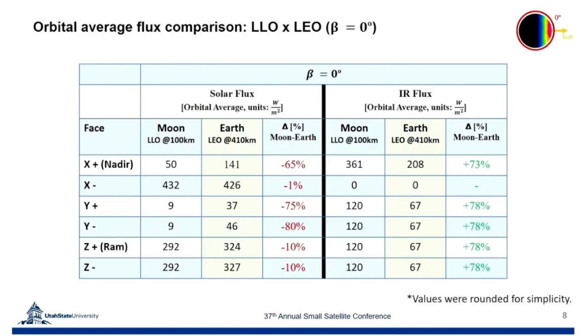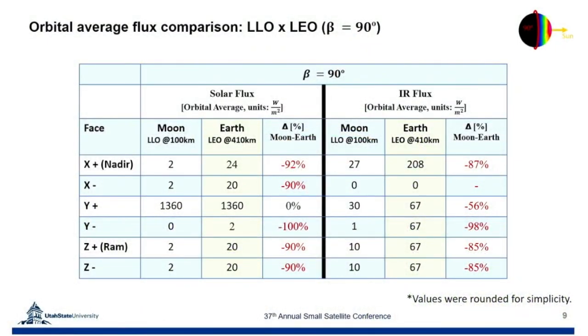Okay, so we can calculate the average of those profiles. So let's compare the orbital average from Moon and Earth and see what the variation is. Now let's start with the case where we are flying over the subsolar region. We can see by the solar flux that we get less solar flux when we are flying at the moon, but the IR flux on the right side, we can see that we start to receive, on average, much more IR on the moon. That's going to make our life much harder to dissipate heat in this condition.